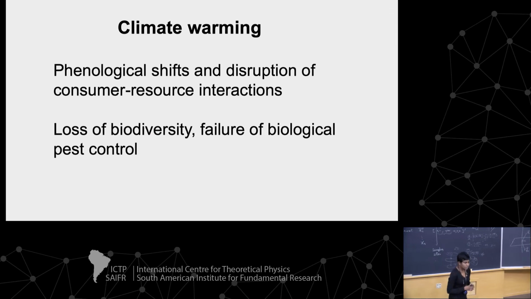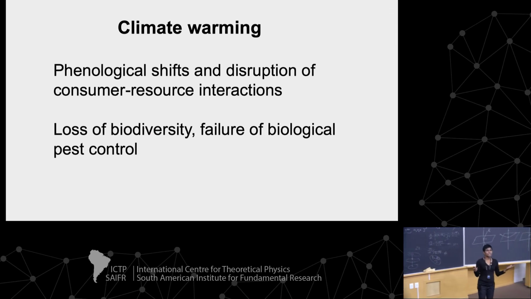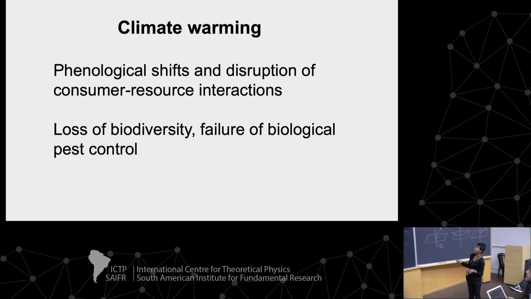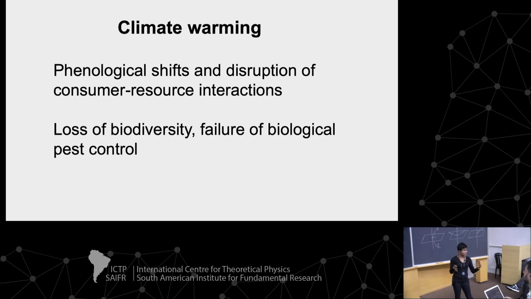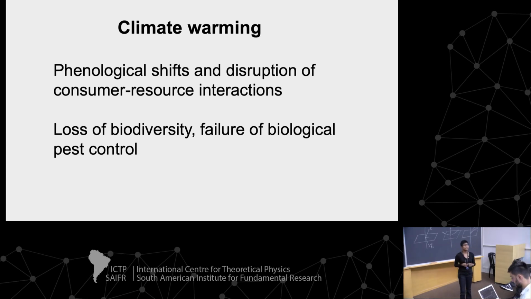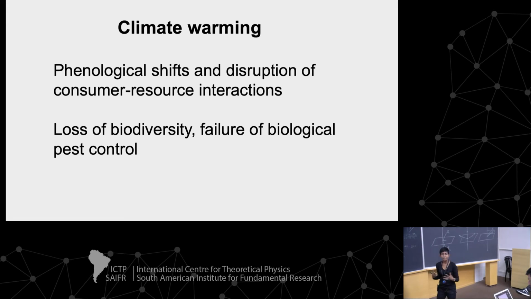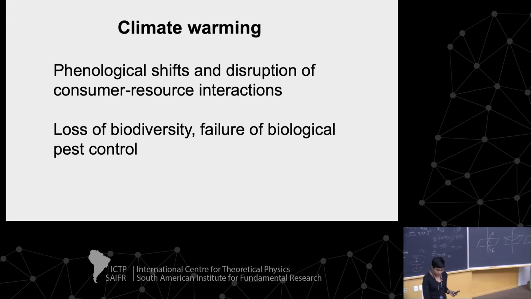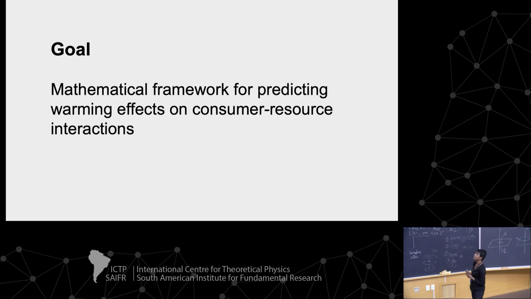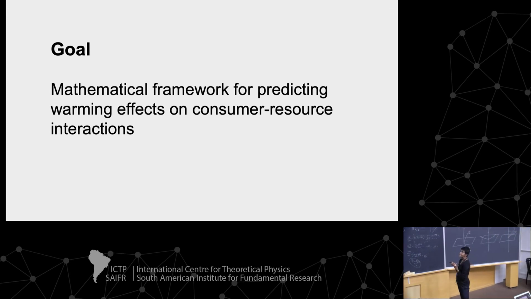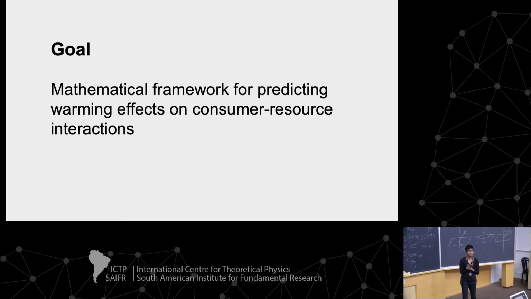There is a great deal of evidence, which I don't need to belabor, that climate warming is causing phenological shifts between consumers and resources, and disruption of consumer resource interactions. This can lead not just to the loss of biodiversity, but also to a failure of biological pest control, which is of great importance to crop production and the economics thereof. So our goal is to develop a mathematical framework for predicting warming effects on consumer resource interactions.